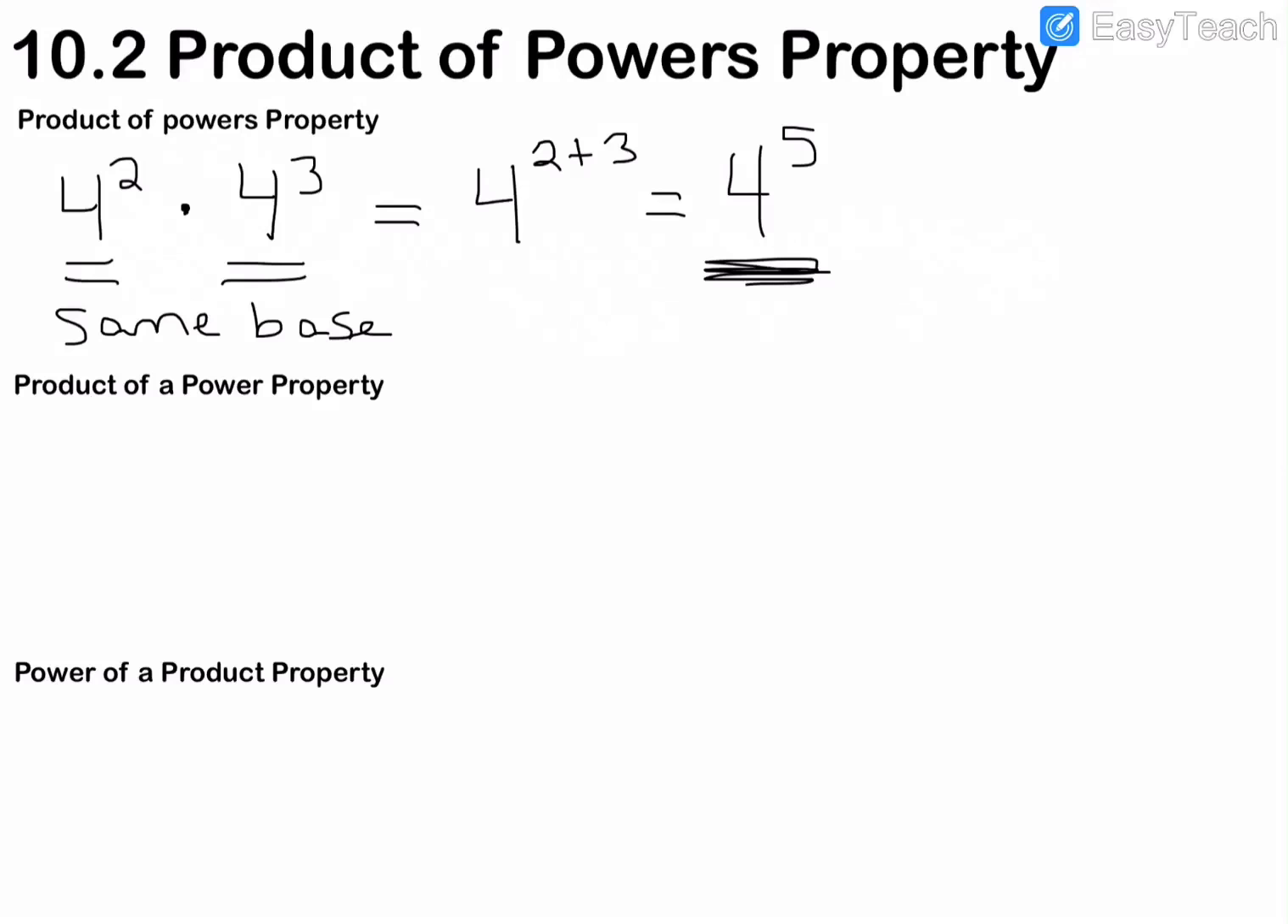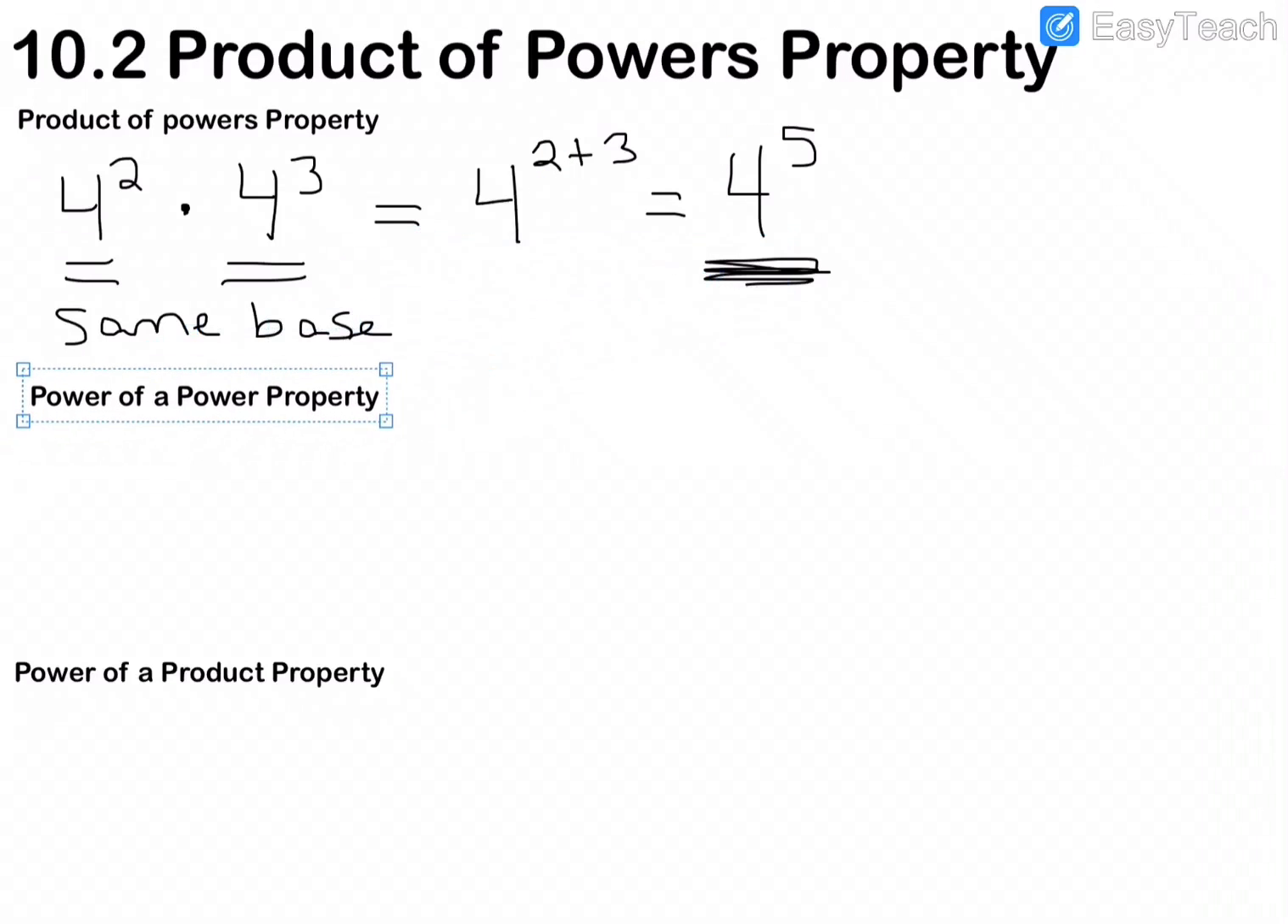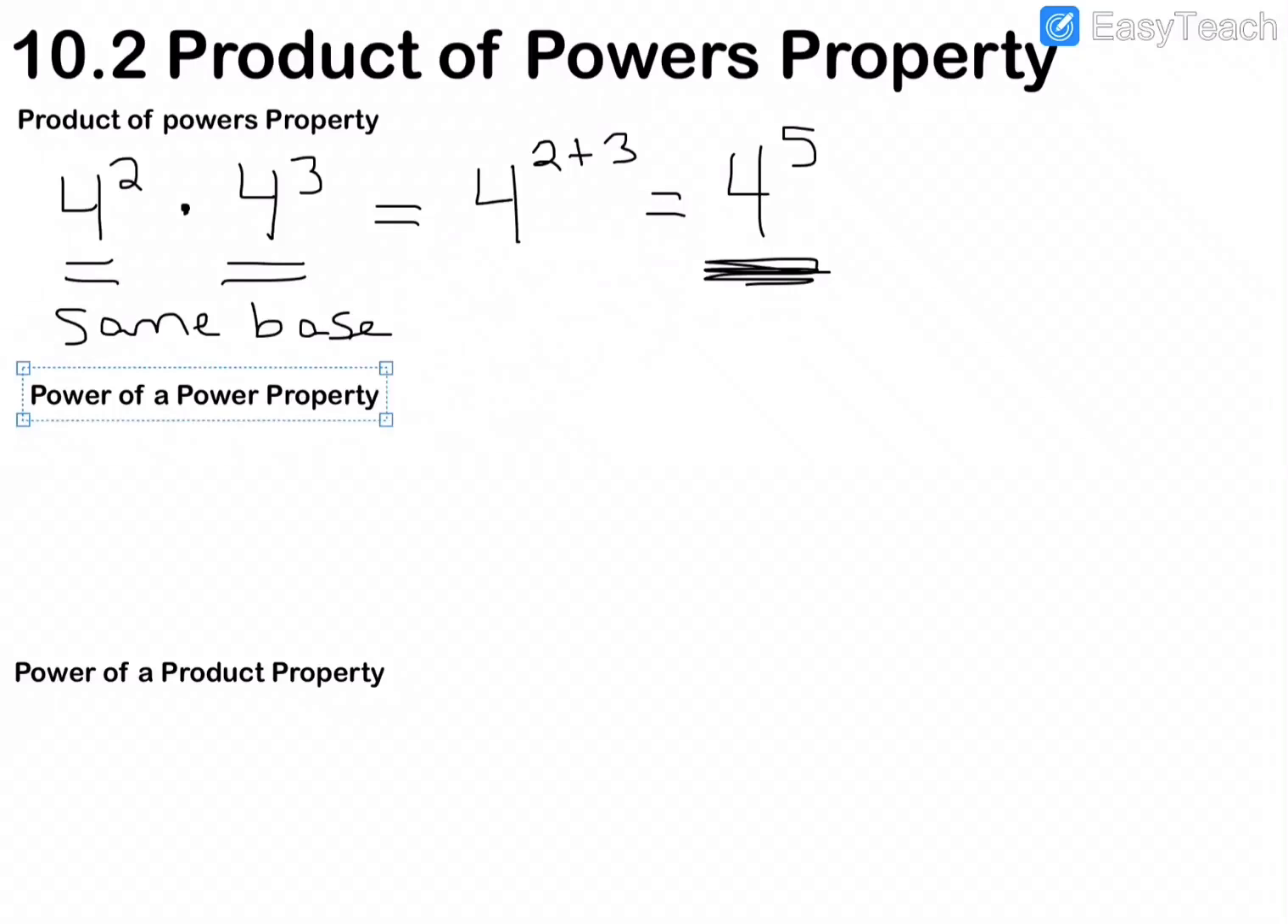Now moving on, we have the product of a power property. So again, oh, I actually wrote this wrong. Let me change this, guys. I'm very sorry. I hope you didn't already write it down. If you did, my apologies. This is power of a power property. All right, that is the right thing. So we did product of a power property. Now we're doing power of a power property.